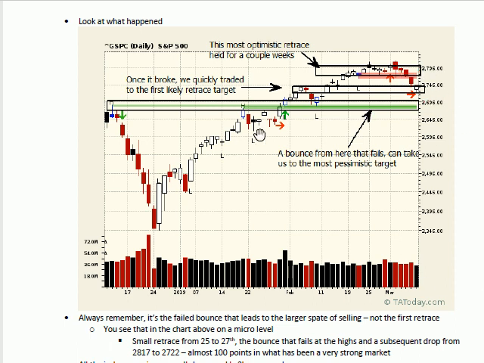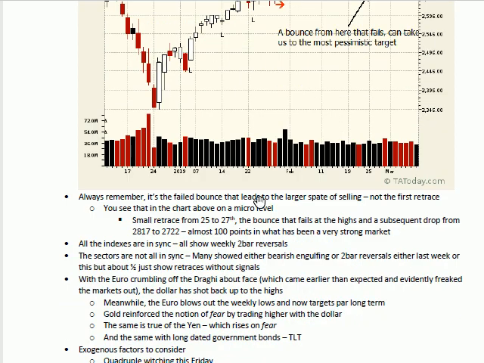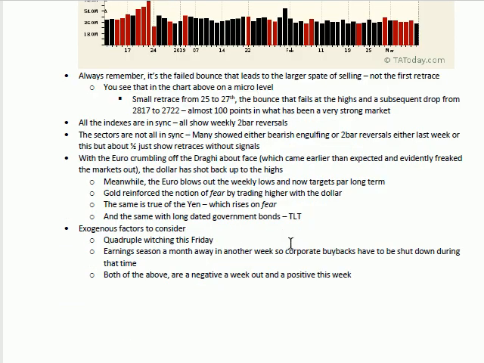So those setups, a lot of times, we look at those things to try to give us a feel for where things are and where they could trade to, and this one turned out to be quite right, finally, in terms of this market giving us some sort of a retrace. Remember, it's always the failed bounce that's the issue. It's not the first retrace, right?